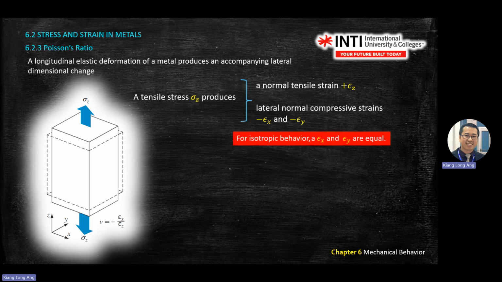So if you see the question mention isotropic, isotropic means the changes in X and Y will be the same. Isotropic means same direction. Iso means same, tropic means same behavior. So if you have the same behavior along the side, then the strain for X and Y will be the same. The magnitude will be the same.